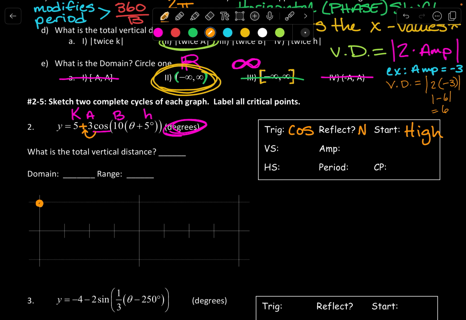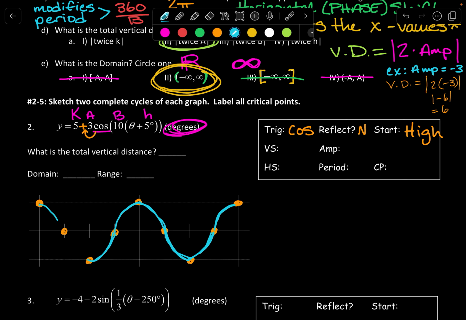Once I know it starts high, I can go ahead and map out my middle, low, middle, high, middle, low, middle, high. Once I have all of these critical points, I can go ahead and connect them using my smoother curved lines to create my cosine wave, my sinusoidal wave. I don't love that part, so I'm going to clean it up.